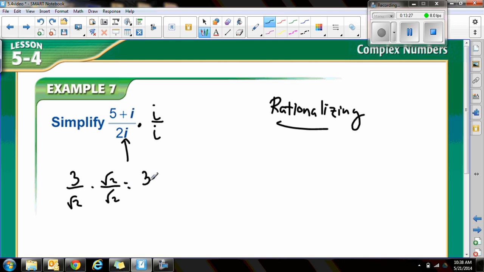So 3 square roots of 2 on the top, square root of 2 times square root of 2, which is square root of 4, or 2 on the bottom, and this was rationalized. Same idea here. I don't like the i on the bottom, so I take that i and I multiply it by the top and the bottom.